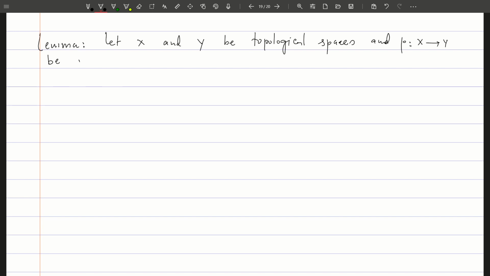We begin this lecture with the following lemma. If we have two spaces, say X and Y, let X and Y be topological spaces, and suppose P is a continuous map from X to Y. And let us choose some point, say x naught in X. So this is a base point.